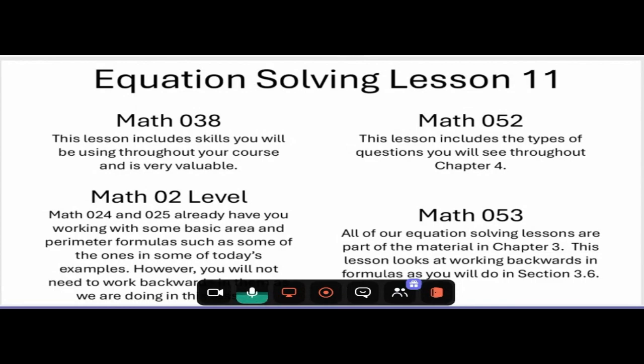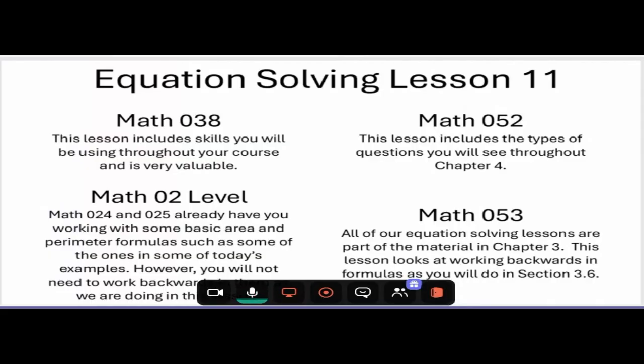Well, tonight we're going to do our final two lessons on our equation solving stuff. This will take us all the way through, most specifically, the Math 053, Chapter 3. But as we've been saying, also a little gap in the ordering of the Camosun math courses.